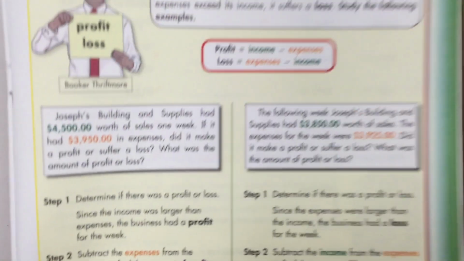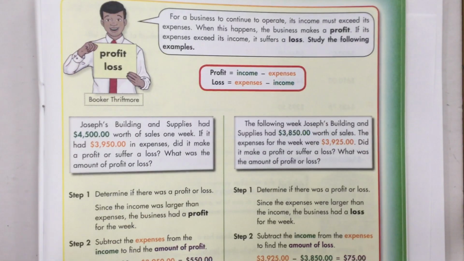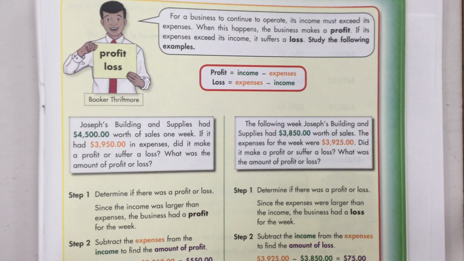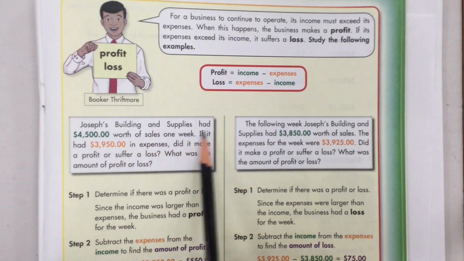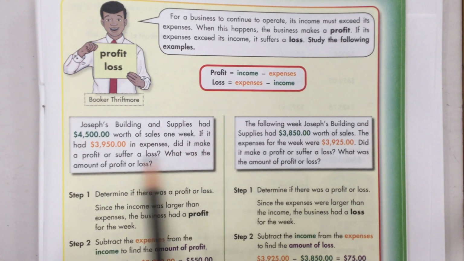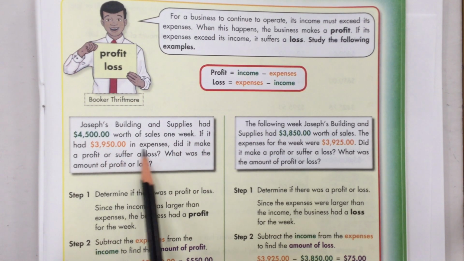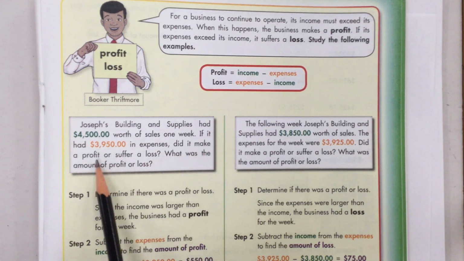Page 30 is relatively easy. What they're asking us to do is just find out if there is a profit or a loss. If Joseph's Building and Supplies had $4,500 worth of sales last week, and $3,950 in expenses, did they make a profit or loss?